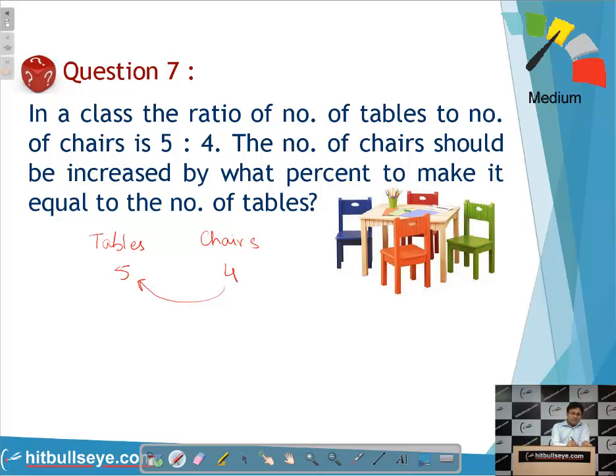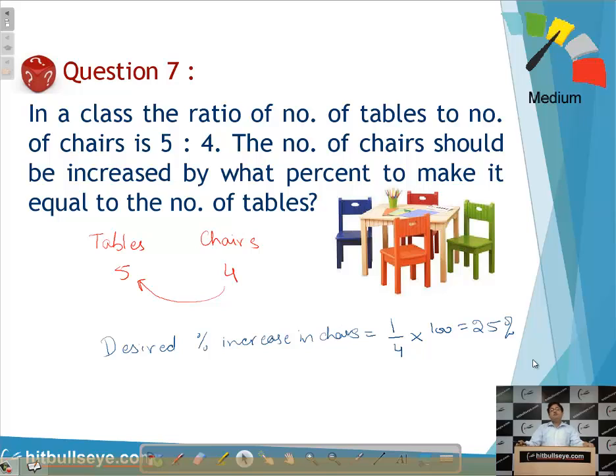So we could say that the desired percentage increase in chairs is equal to 1 for every 4. That means the required percentage becomes 25%. So we see that the question is so similar and so easy. So we see how a difficult question can also be made easier with this concept. Let us see one more question.